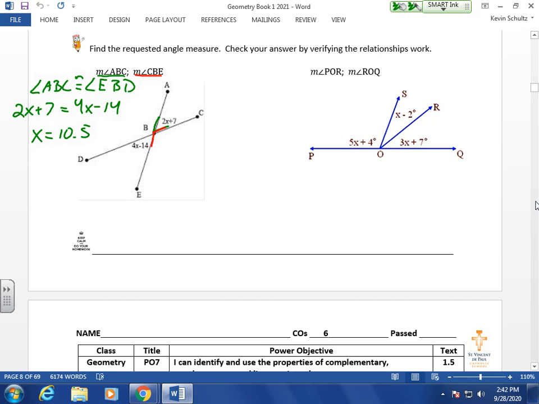So if x is 10.5, that's not the answer to the question being asked. The question being asked is, what is the measure of angle ABC? If x is 10.5 and ABC is 2x plus 7, what do we get? Evan? 28 degrees. Okay. Plug in 10.5 for x. 2 times 10.5 is 21. 21 plus 7 is 28.